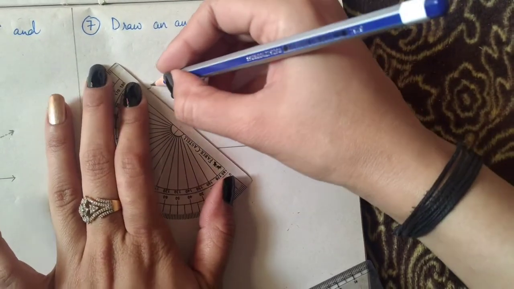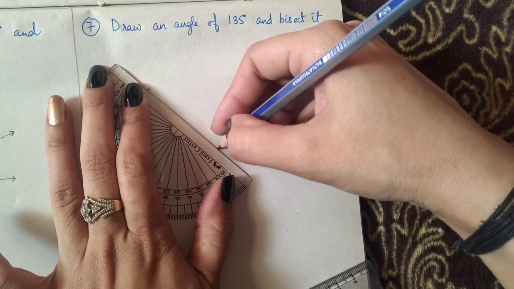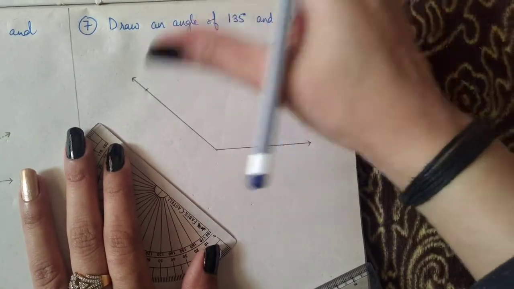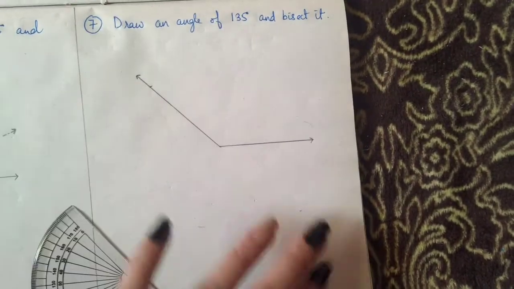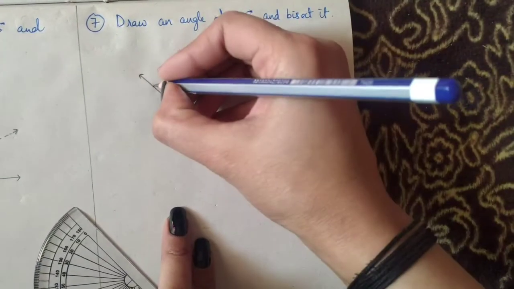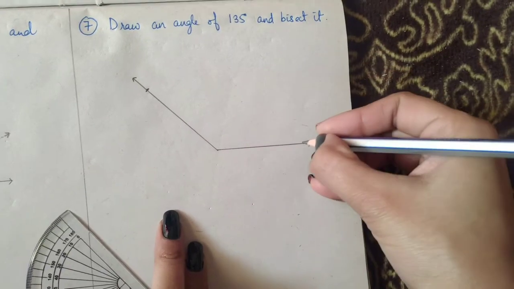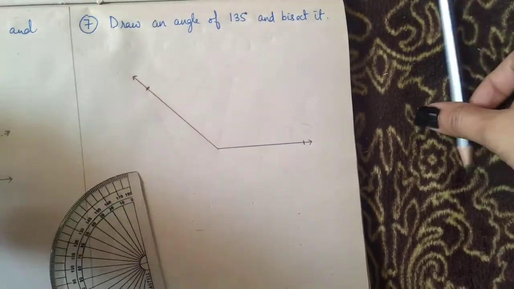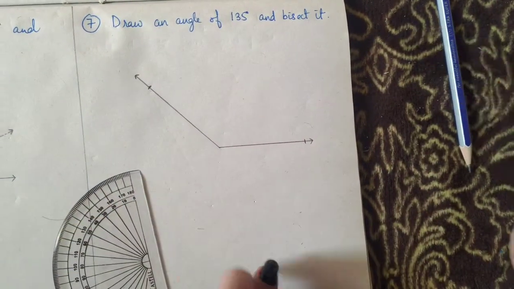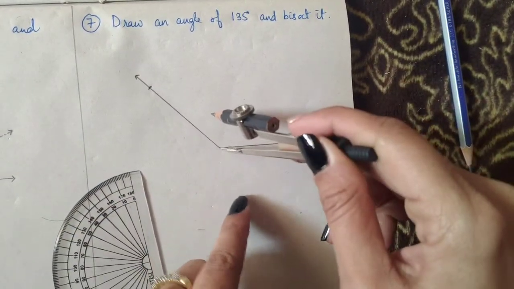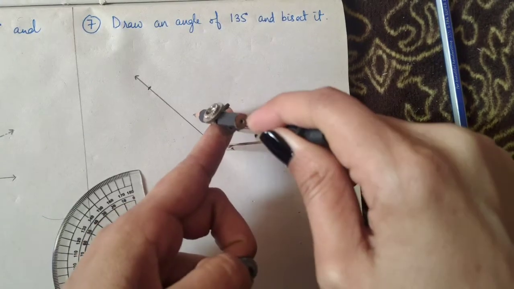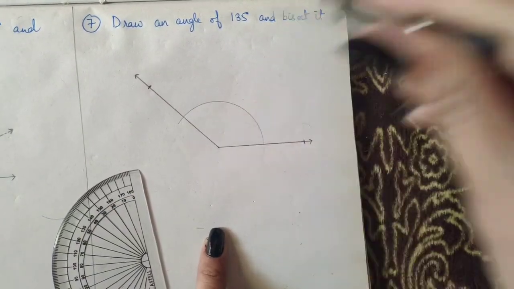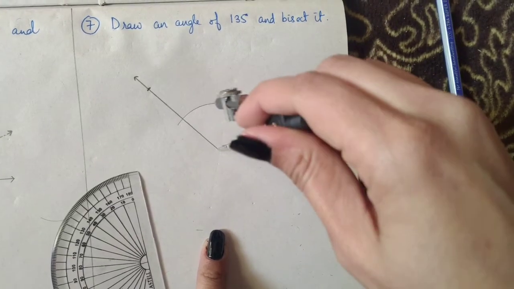Be careful while joining the points. So this here is 135. You can name it. Never mind. Okay, so now repeating the same procedure. Open your compass through any radius you want. Draw an arc like this. Okay, I'll just do it.